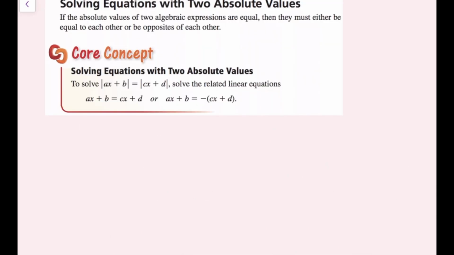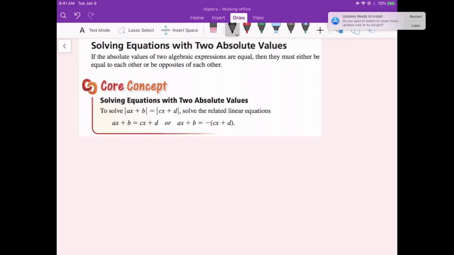If the absolute values of two algebraic expressions are equal, then they must either be equal to each other or be opposites of each other. So in this case, we have a lot of variables, but it will make sense in just a moment. To solve the absolute value of ax plus b equals the absolute value of cx plus d, solve the related linear equations ax plus b equals cx plus d, or ax plus b equals negative quantity cx plus d. And in this "or," it means that only one of them needs to be true, and "and" means they both would be true. We're assuming "or" for all of our solutions in this case.